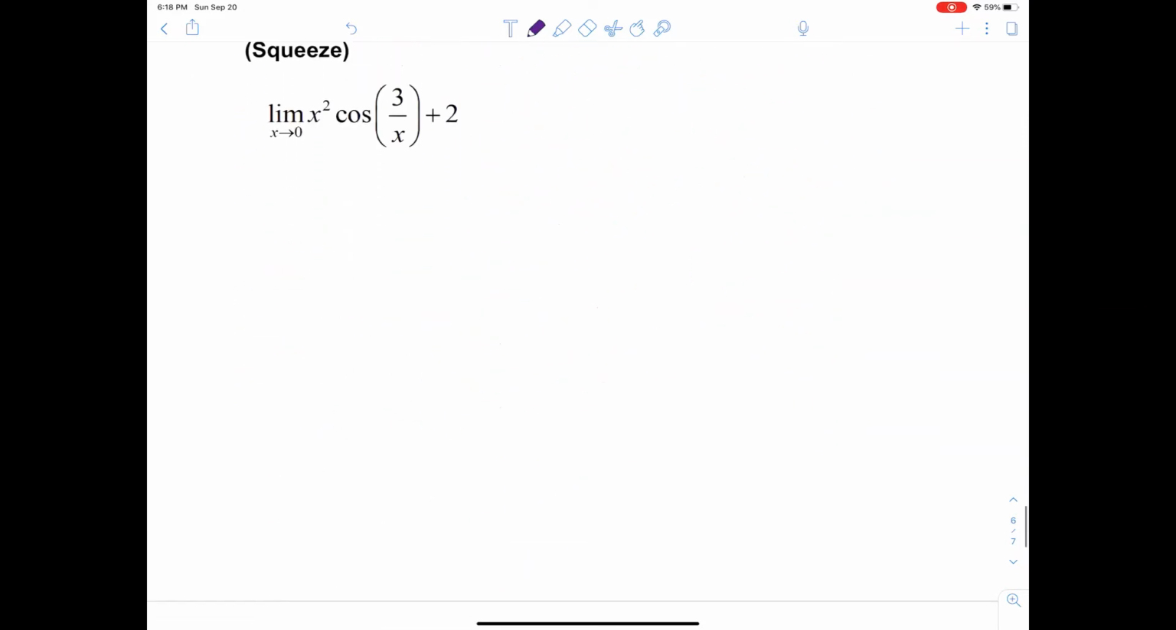Take a moment, write this one down. Again, we have a fairly complicated function, but we have a piece of it that we know a lot about, where we can create an inequality of a sandwich. I'm going to take that cosine expression, cosine 3 over x, and sandwich it between a positive 1 and a negative 1, because I know whatever is inside that cosine function, the whole thing is trapped between negative 1 and positive 1 the whole time.